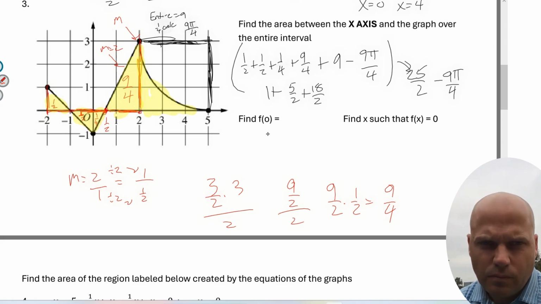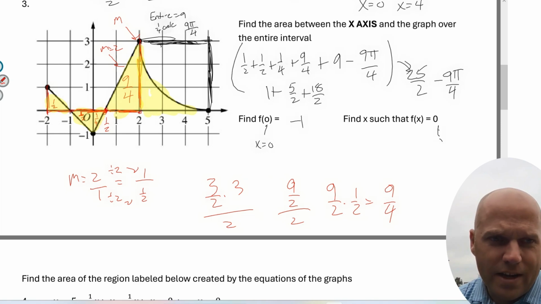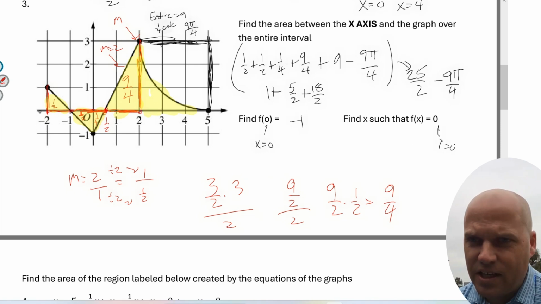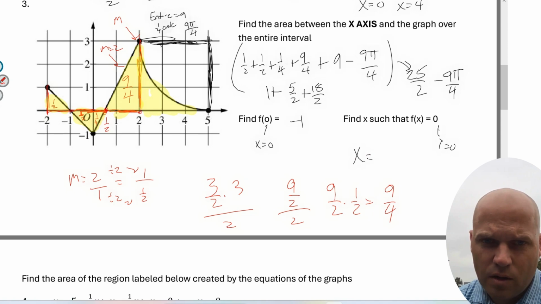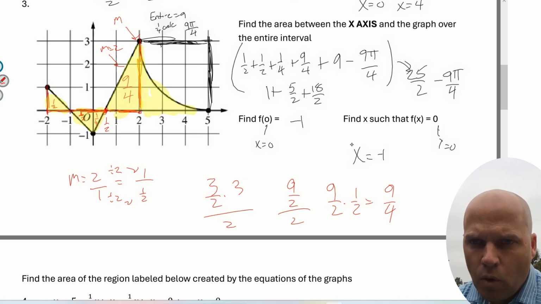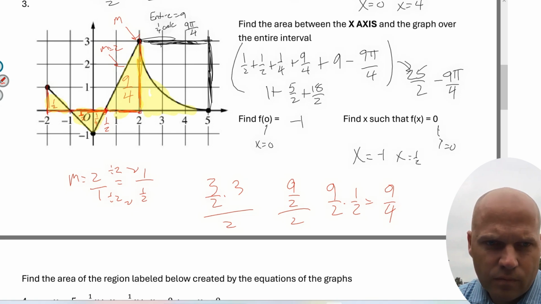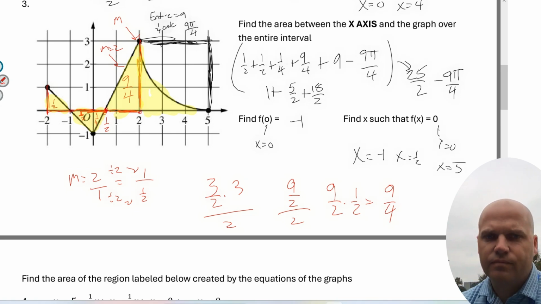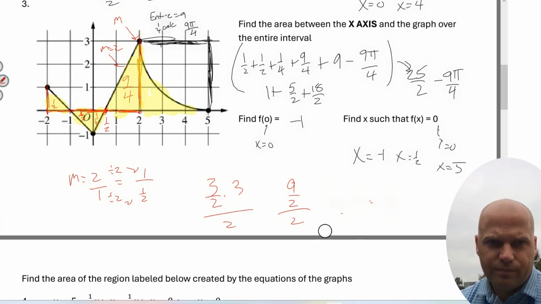Great. I think it says O, meant to be f of 0. When x is 0, y is -1. When y is 0, x is -1, 1/2, and 5. Cool.